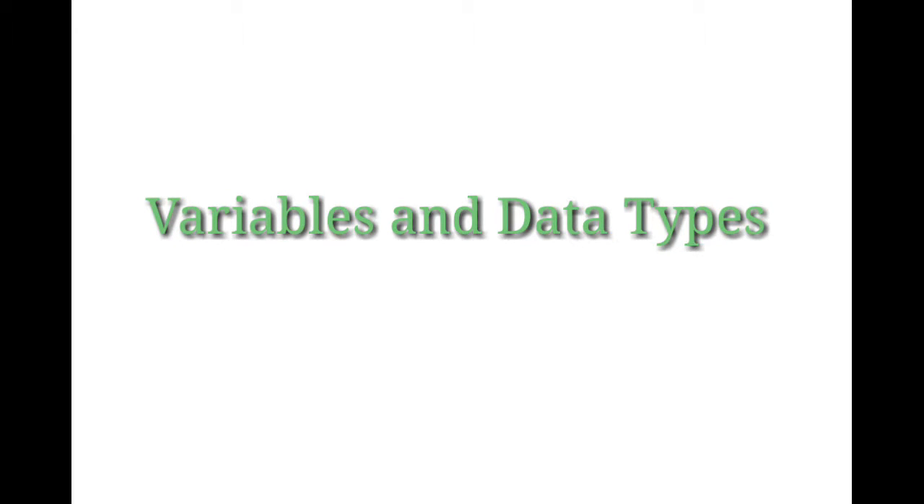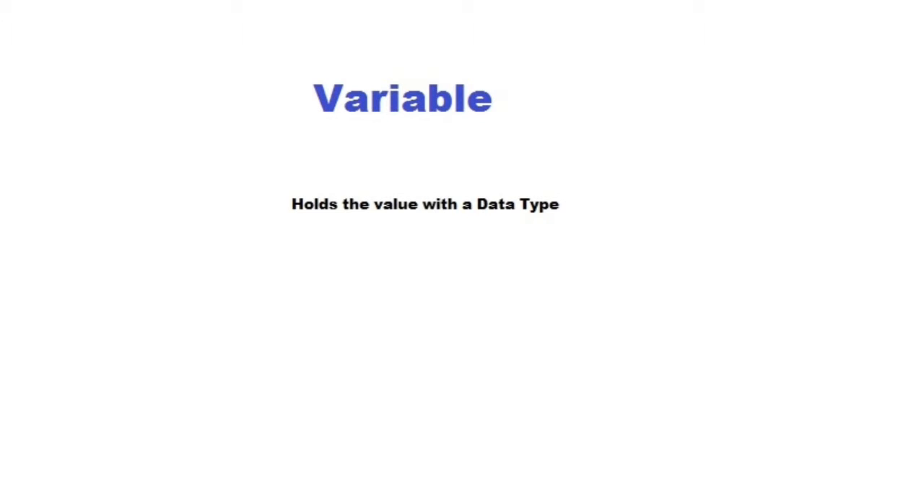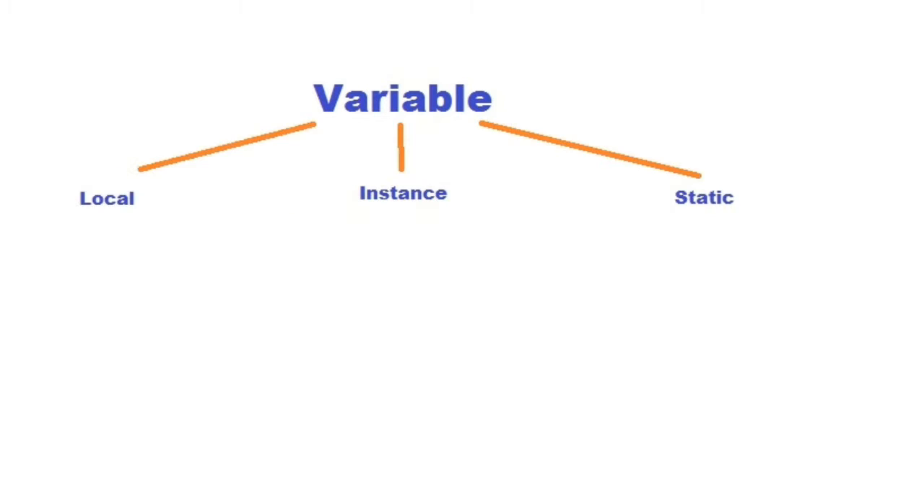A variable in Java acts like a container that holds some value, whereas a data type tells you which type of data the variable can hold. And these variables are of three types. They are local, instance and static.